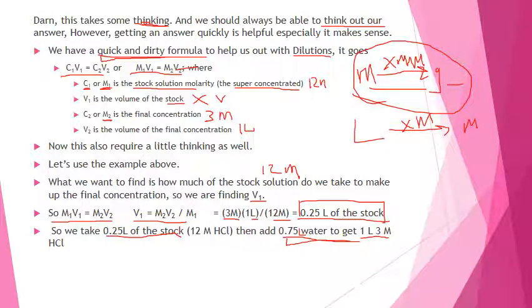Okay, and again, you add the acid to the water, and then bring it up. It does take some thinking, and you can't just come up with 0.25 and stop there. This tells you how much of the stock you need, and the rest of it is water. Okay, so there you go.